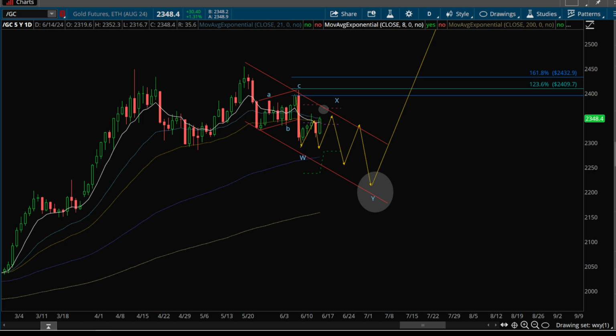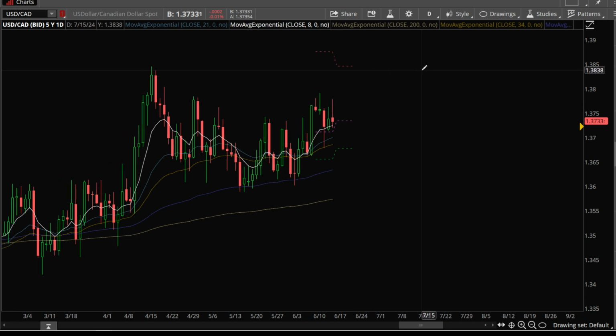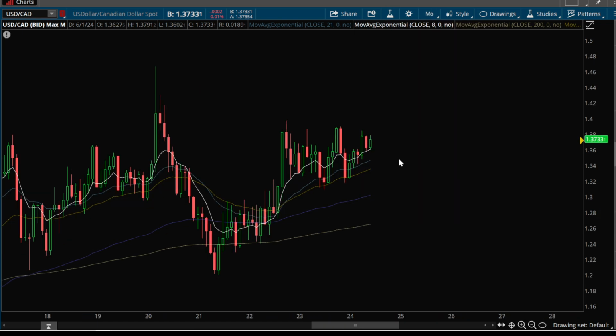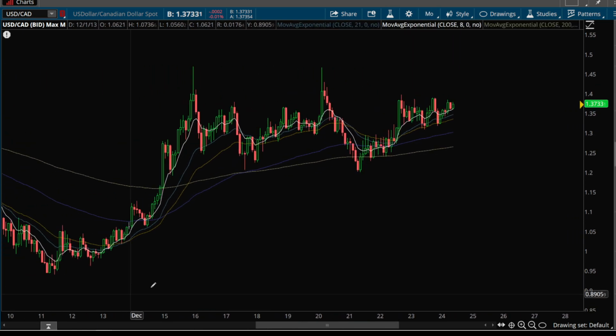We'll get into dollar CAD, right? Because here's where the good trades are at. The good trades are dollar CAD, euro dollar. So dollar CAD, big picture, right? Let's just step out for a minute and get a big picture view on dollar CAD.